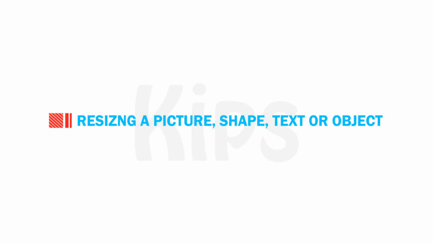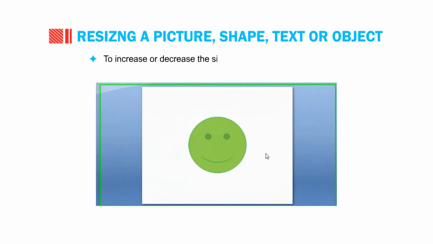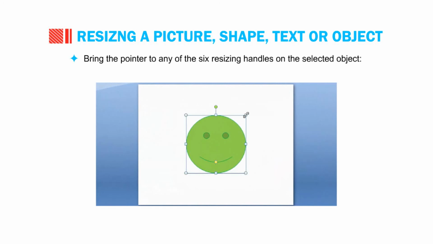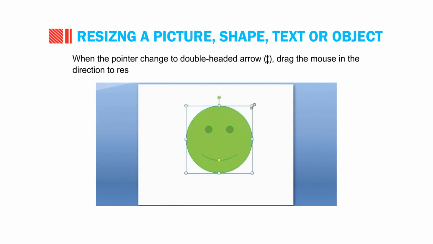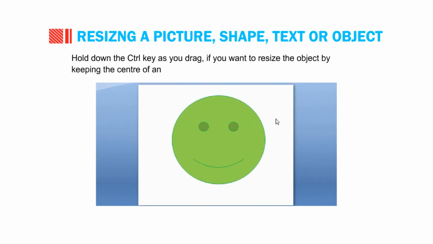Now let's learn how to resize a picture, shape, text or object. Resizing stretches or shrinks the dimension of an object. To increase or decrease the size of an object, select the object. Bring the pointer to any of the 6 resizing handles on the selected object. When the pointer changes to a double-headed arrow, drag the mouse in the direction to resize the object. Dragging the diagonal handle resizes the object both horizontally and vertically. Hold down the Control key as you drag if you want to resize the object while keeping the center of the object in the same place.